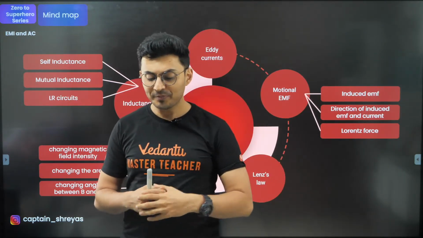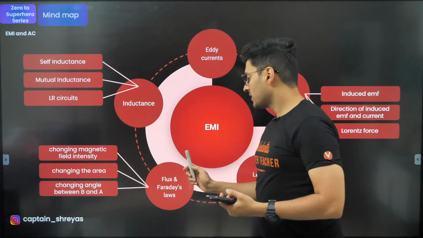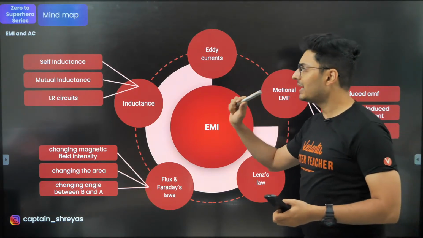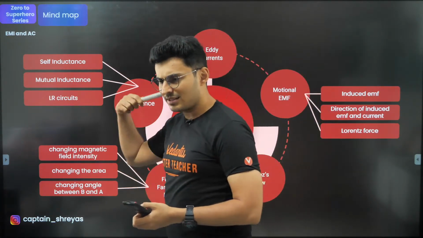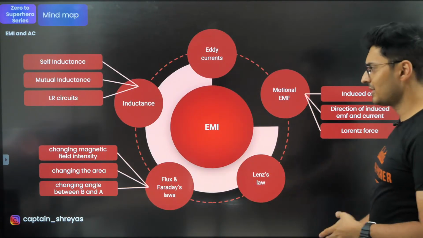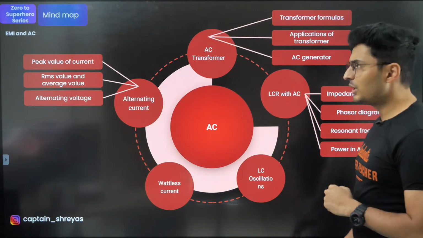Now, let's try to recollect this. Flux, then we'll go to Lenz, then Motional EMF, we'll also go to Eddy, and then Inductance. So this is the cycle, and I'm going to quickly revise all the concepts because I have a lot of questions that I want to revise, since theory-wise it is not too much. Then we also have AC, which we need to revise.